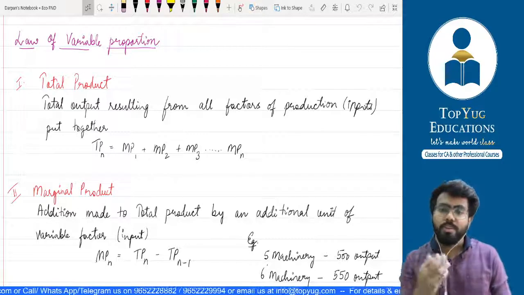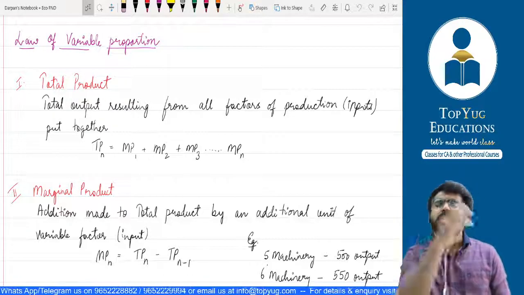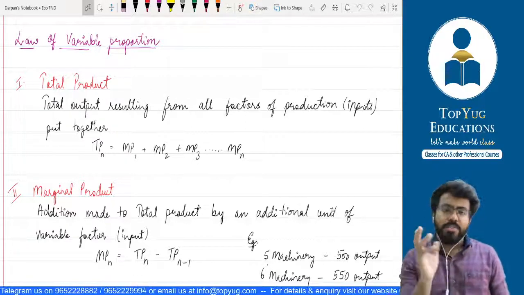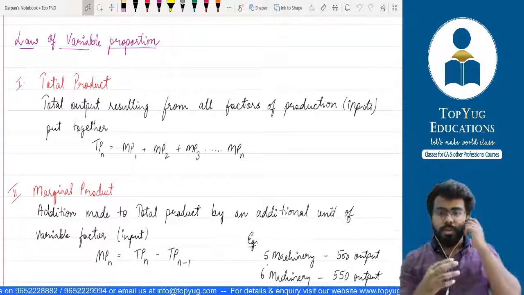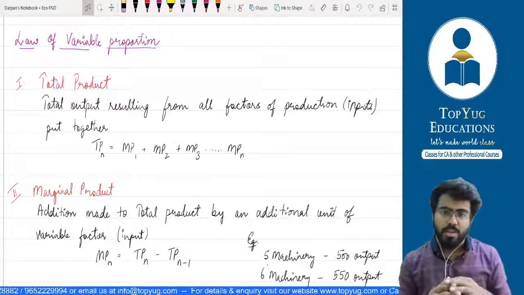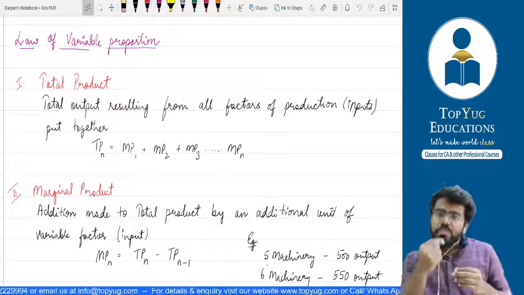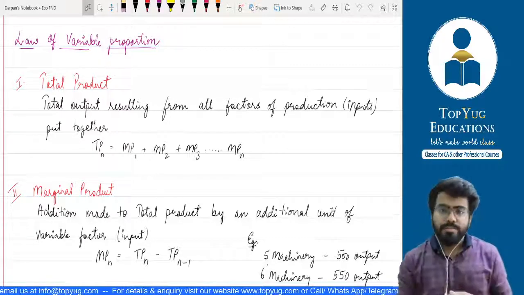Total utility, marginal utility. What is total product? Total product is nothing but the total output which is being produced by all the factors of production put together, right? Whatever is the total production being produced by all the factors put together, that will be total product. What is marginal product then? Marginal product is the addition made to total product by an additional unit of input.